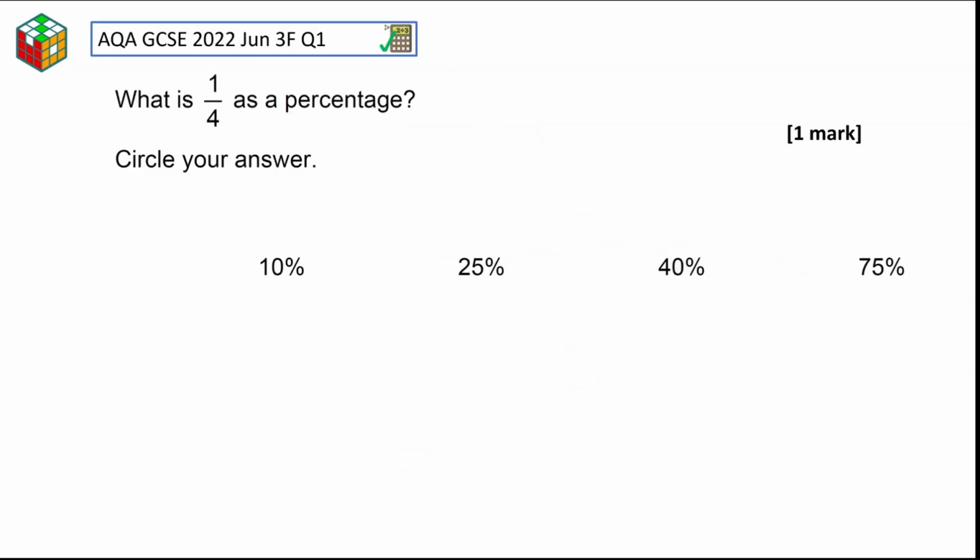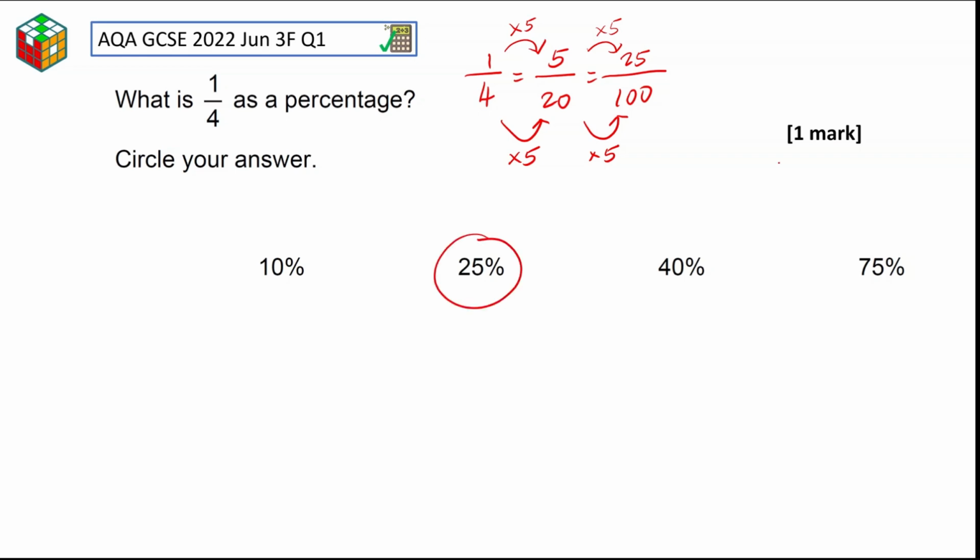Let's look at some exam questions. Foundation question 1. What is 1 over 4 as a percentage? Well, you're going to think I can make it into 20, times it by 5. That means times by 5, 5 out of 20. I need to force it into 100, so times it by 5 again. So it's 5 times 5, 25. 25 out of 100 means that is 25% for 1 mark.